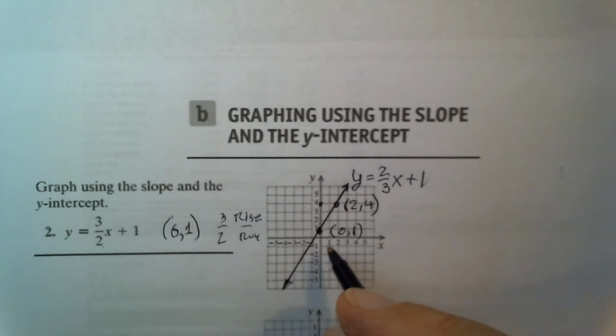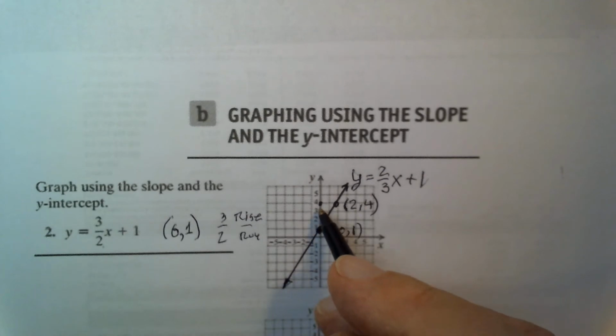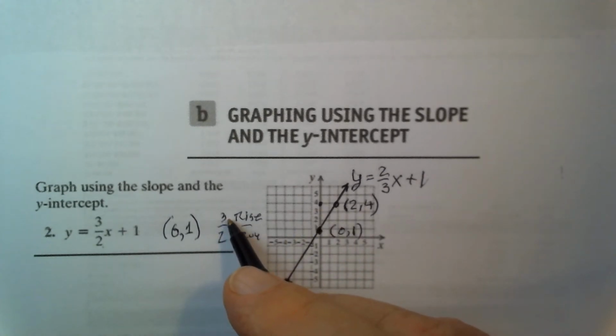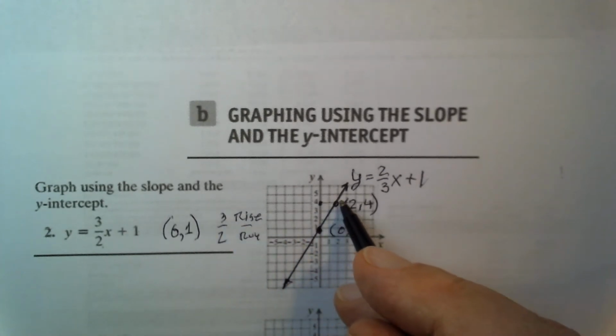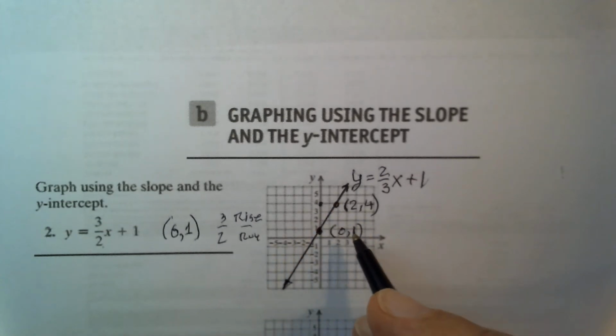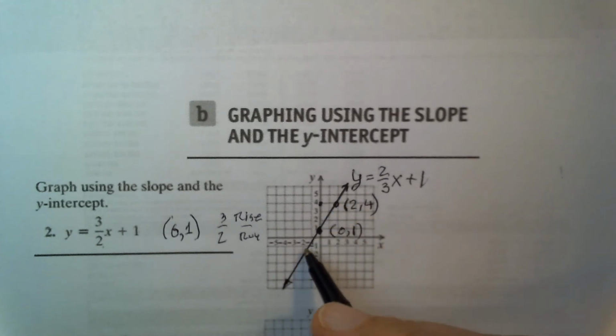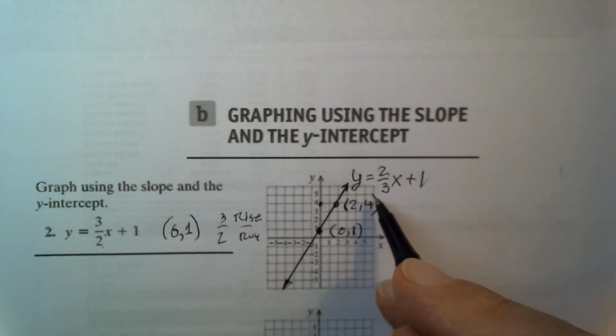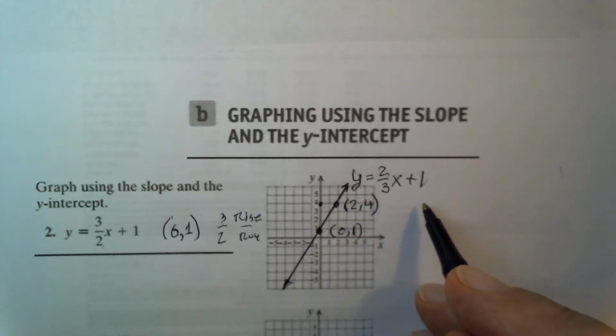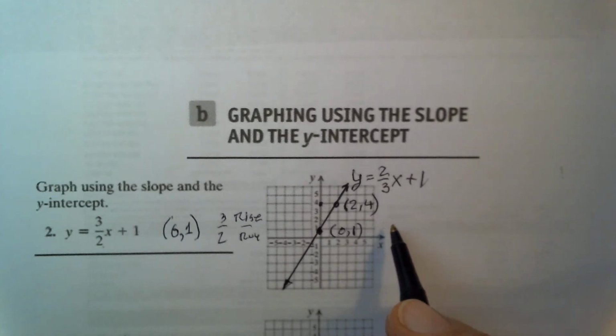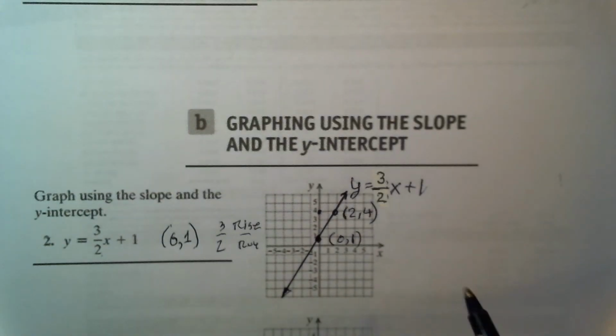Again, we use the y-intercept (0, 1) as our starting point. We go up 3 units because 3 is the rise, and 2 to the right because the run is positive. And that's the point (2, 4). We graph a line through these two points, and that represents our equation y equals 3/2 x plus 1.